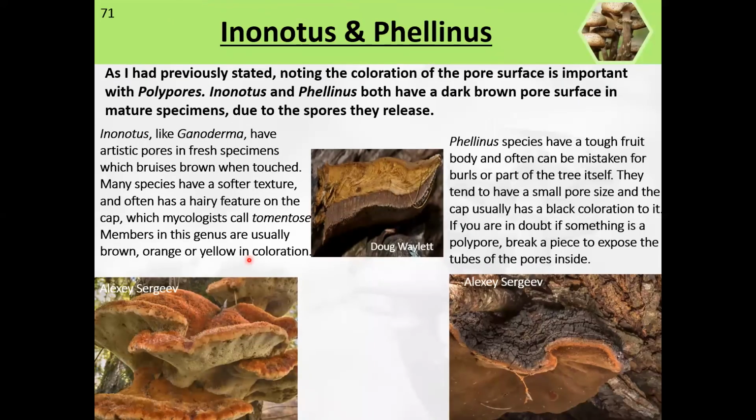And then the Onnia, like Ganoderma, have artist's pores, but they're not as artistic, in quotations. They do bruise brown, but not as significantly. Some have a softer texture, and some have this tomentose, which is a fuzzy characteristic on the cap, and that's what really tells it apart from Phellinus here, which has this cracked cap that almost looks like the bark of a tree, right? It almost looks like it's fused into the tree. And I have a specimen there to show you guys.